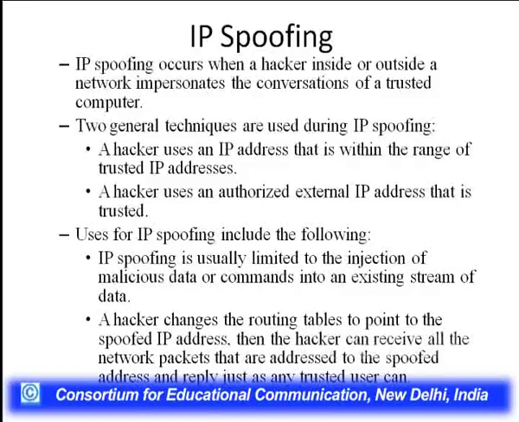So, the uses for IP spoofing include: first, it is usually limited to the injection of malicious data or commands into an existing stream of data, and secondly, the hacker may change the routing tables to point to the spoofed IP address, and then the hacker can receive all network packets that are addressed to the spoofed address and reply just as any trusted user can. This kind of spoofing activity, which impersonates the IP address of a trusted source, can be very detrimental for the owners of the network or for the trusted people, because in this case the hacker can gain access to all the messages being exchanged among the trusted IP addresses of the network.